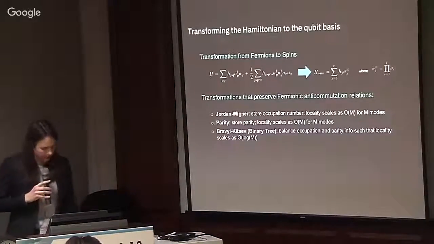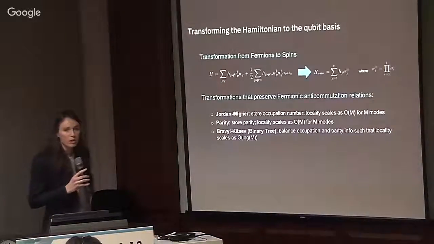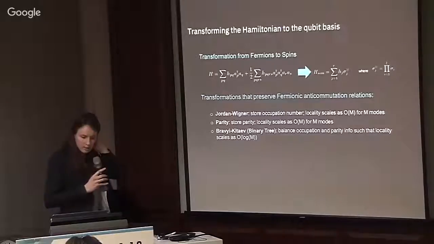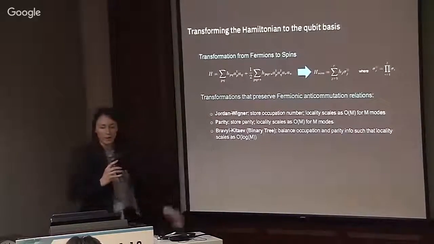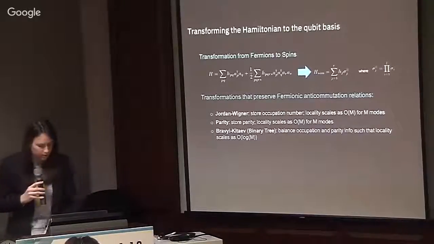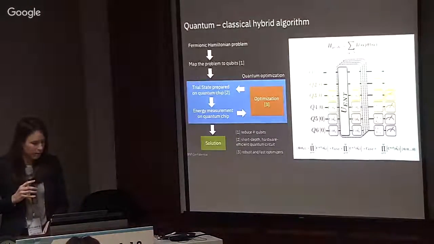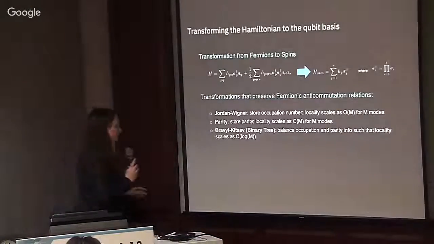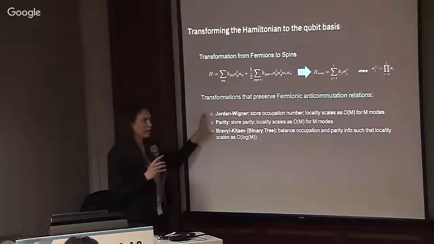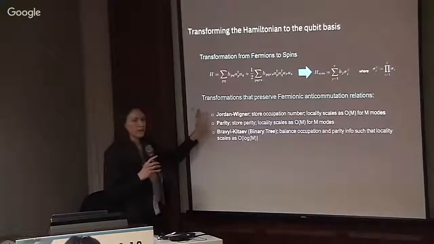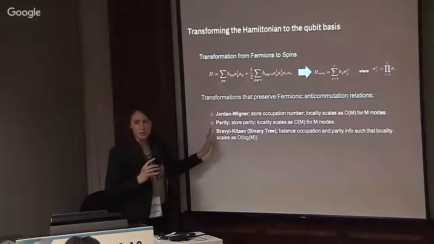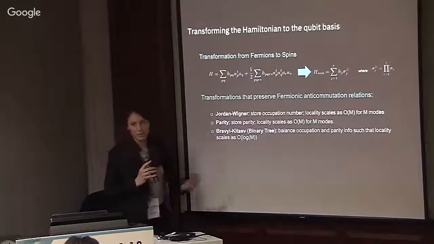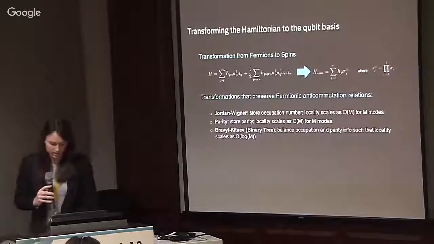So there are various mappings that you can use to do this. Probably the most well-known is Jordan-Wigner, but there are others that you can use as well. The idea, though, is that you want to use a transformation that preserves the fermionic anti-commutation relations. Otherwise, that transformation is not a good choice.